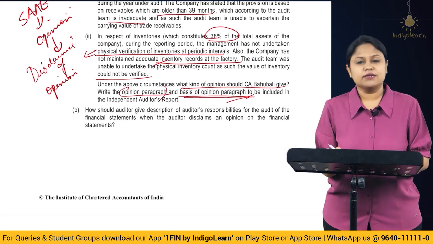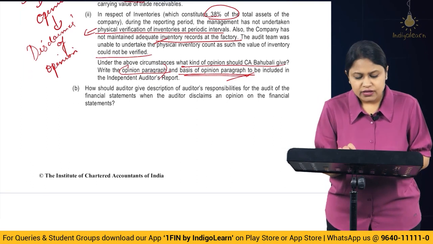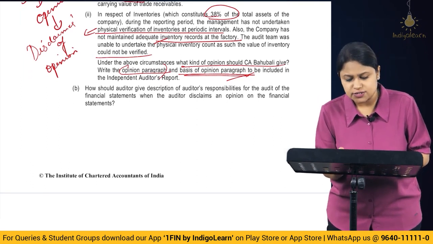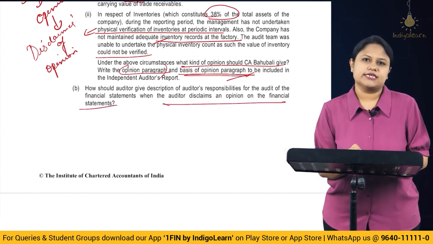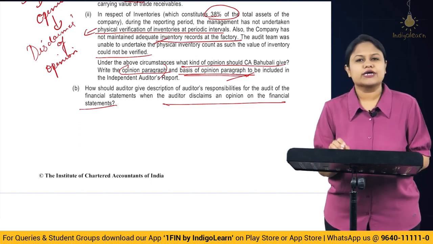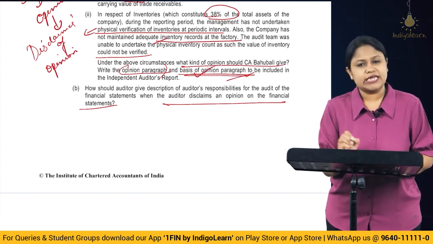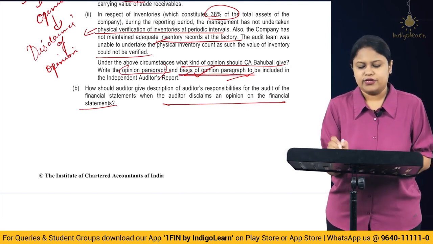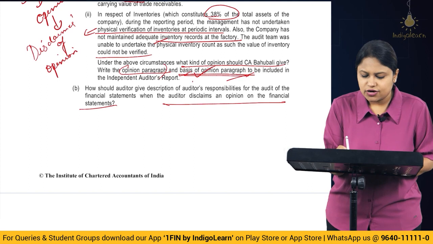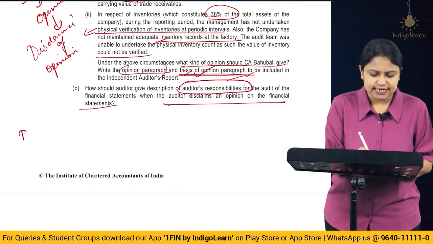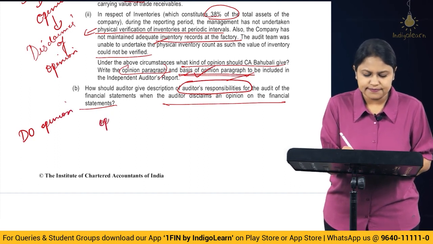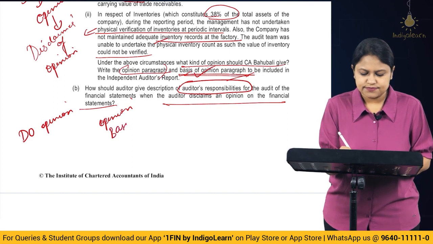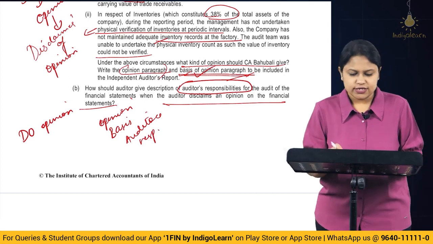Okay? But I will take the question B also together, and together we will go on with the reading. How should auditor give description of the auditor's responsibility for the audit of financial statement when the auditor disclaims an opinion for the financial statement? Okay? So, what we can do is, now when you look at the suggested answer, you would be able to read the opinion paragraph, the basis for opinion paragraph, and along with that you will also be able to understand the auditor's responsibility paragraph in case there is disclaimer of opinion. Okay? So, at one point in time you get exposed to what? Opinion, basis, and also auditor's responsibility, and there is going to be difference compared to the regular reports. Alright? So, let us have a check of the same.